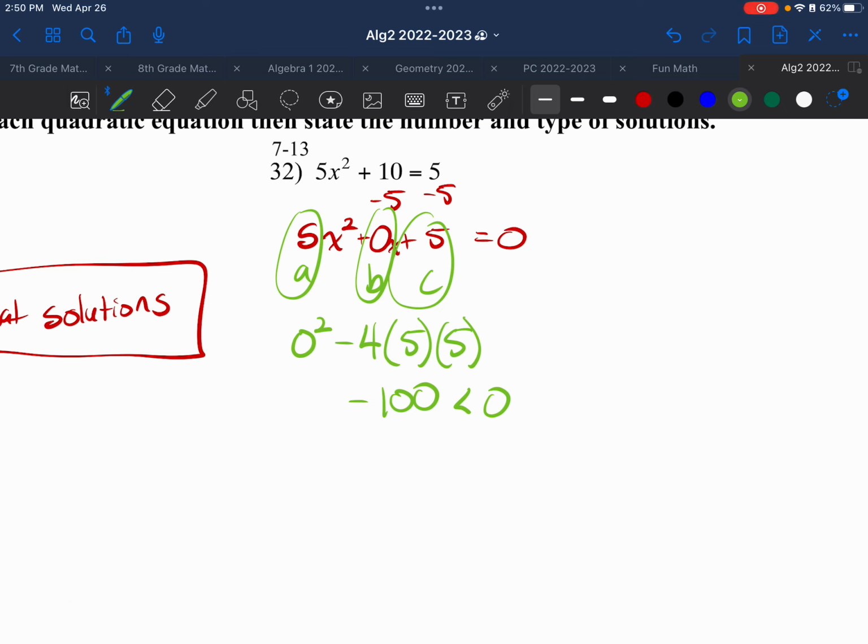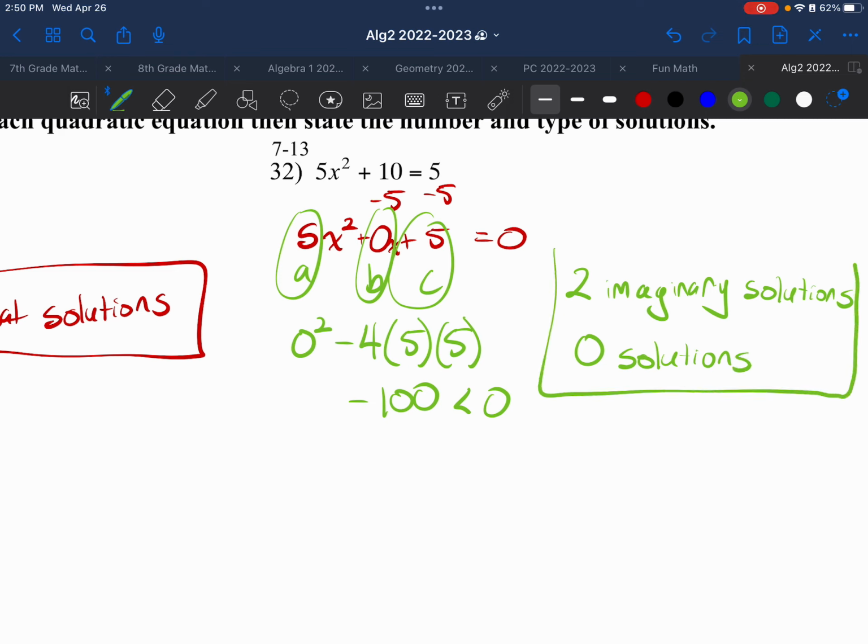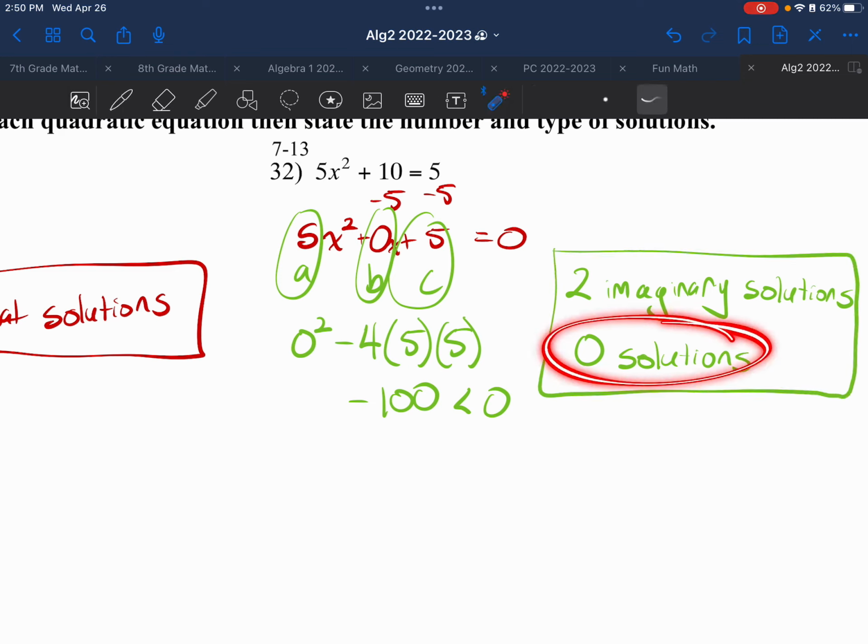On the answer key on the next page, I should say, the answer will say 2 imaginary solutions. However, if you limit it to the real dimension, you're not allowed to go to the imaginary. That means you have 0 solutions. Either one of these is fine. I'm going to box both of them. Most students in my class say 0 solutions, and we restrict our domain to just real numbers.